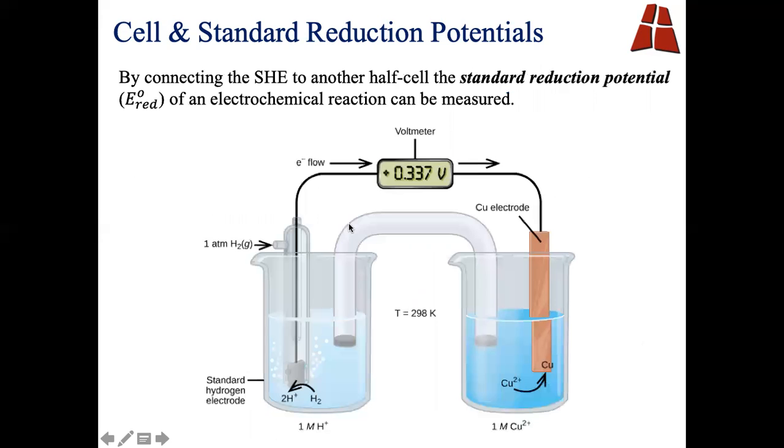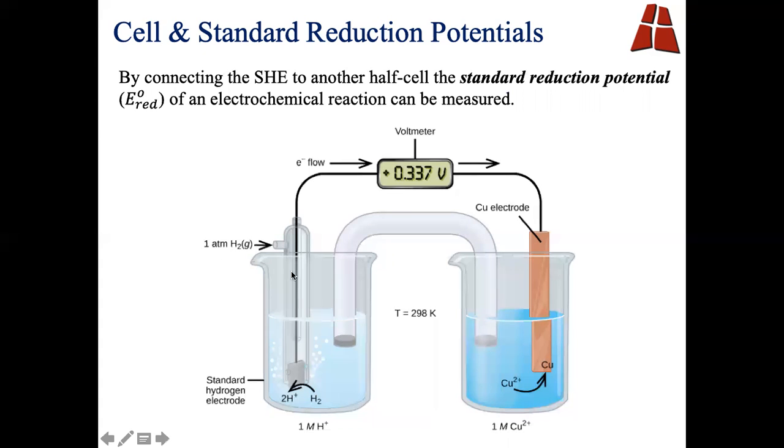Okay. If we then were to hook up that standard hydrogen electrode to any other sort of half reaction, we could measure the standard reduction potential. And the standard reduction potential for any sort of compound, or what we'll mostly be looking at as different metals, is basically the potential relative to our standard hydrogen electrode that the electrochemical reaction will occur.